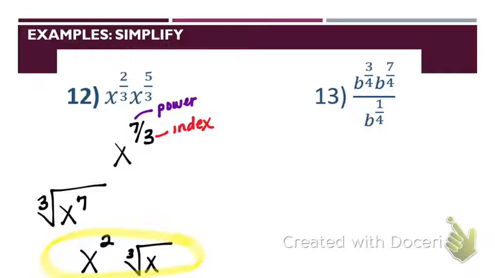Okay, number 13. First, you're going to add the numerators. So 3 plus 7, only because you have the same denominator, you can add it. So 3 plus 7 would be 10. And now, yes.